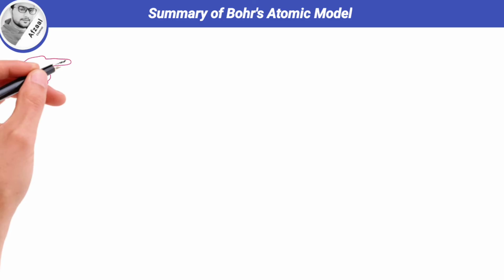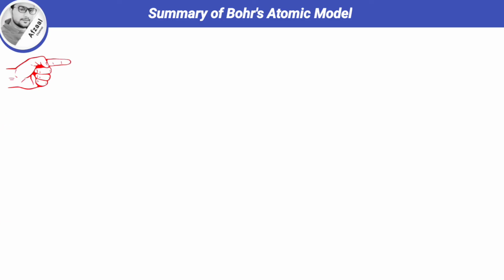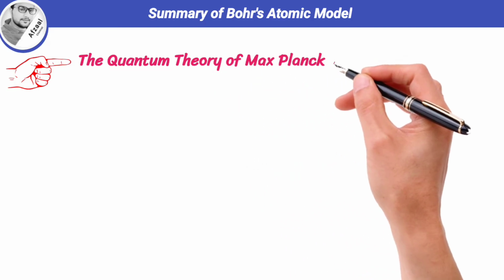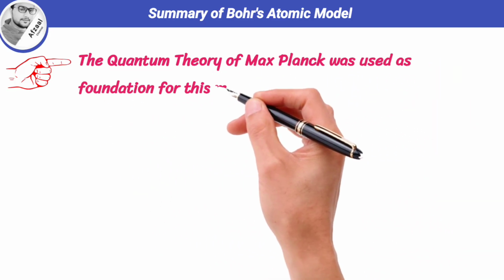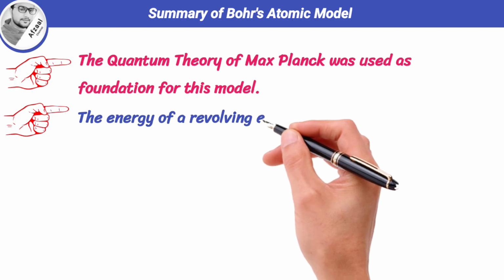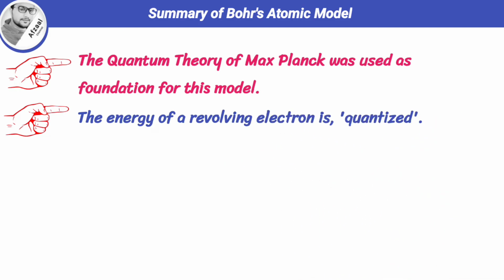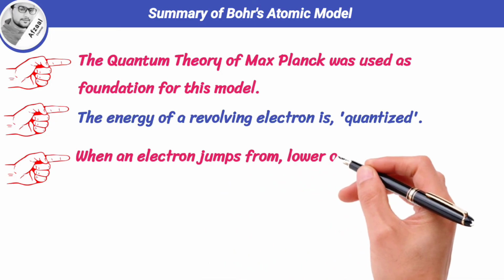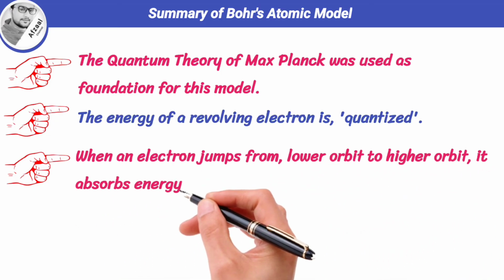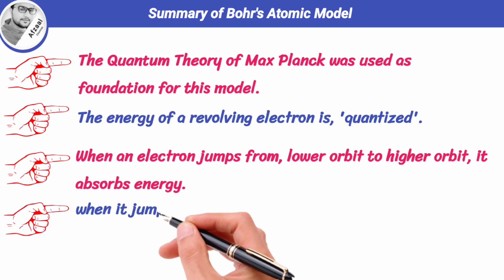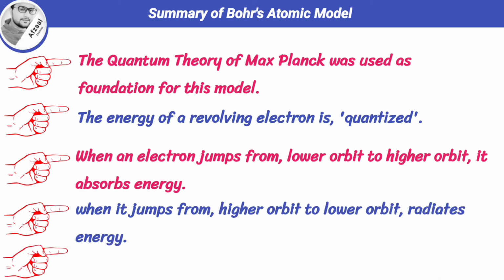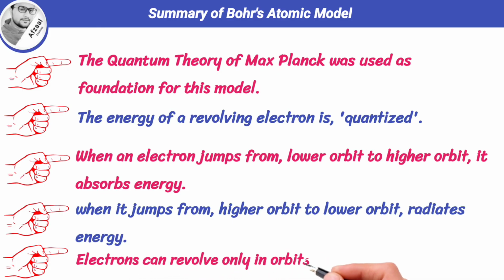Now, we can summarize the whole concept of Bohr's atomic model. The quantum theory of Max Planck was used as the foundation for this model. The energy of a revolving electron is quantized, as it revolves only in orbits of fixed energy. When an electron jumps from a lower orbit to a higher orbit, it absorbs energy. When it jumps from a higher orbit to a lower orbit, it radiates energy. Electrons can revolve only in orbits of fixed angular momentum.